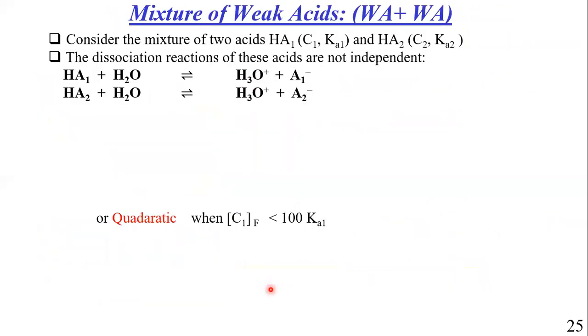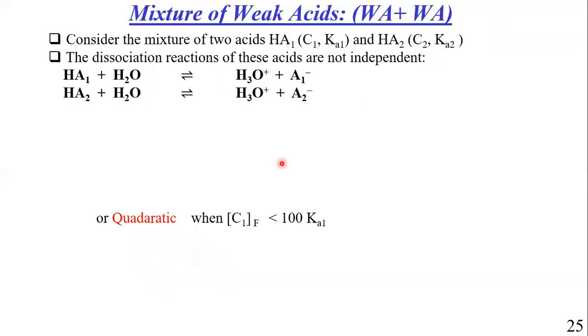A mixture of two weak acids. So we have two weak acids, a weak acid HA1 with a concentration C1 and a Ka value, we call it Ka1. Now, watch out here. I don't mean that this is a diprotic or a polyprotic acid. It just means that we call it Ka1 for simplicity. Okay? HA2, the second acid, has a concentration C2 and a Ka2 value for its Ka.